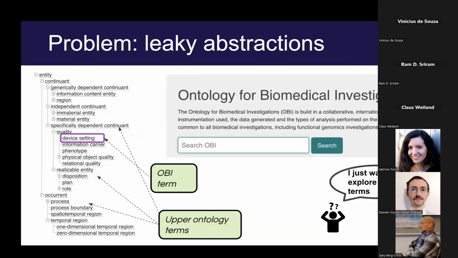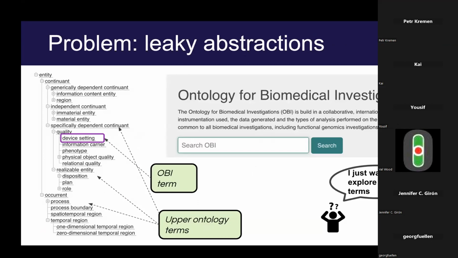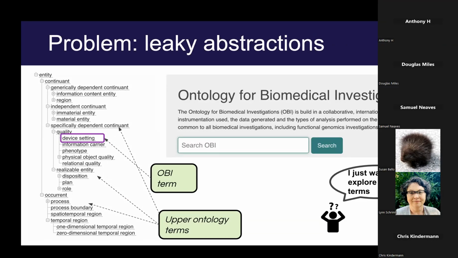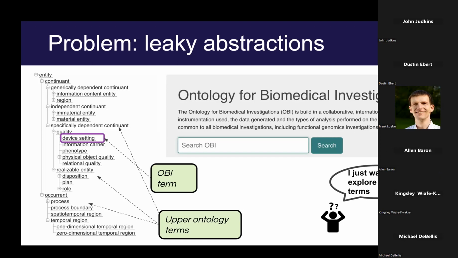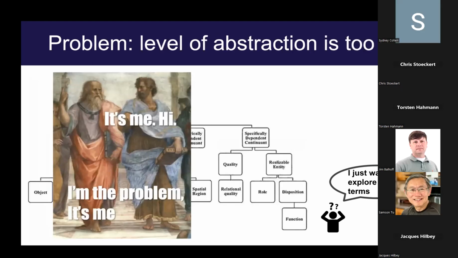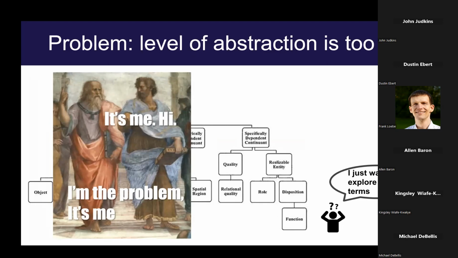The other issue is that some of these high-level philosophical abstractions can be a little bit leaky, and we see this when people go to ontology browsers to look at our terms. The poor biologist gets overwhelmed by having to drill down on these high-level concepts that aren't necessarily very meaningful for them. They just want to look at the terms in their domain of interest, such as devices and assays and so on. So I think there's a problem here, that the level of abstraction can be a little bit too high.